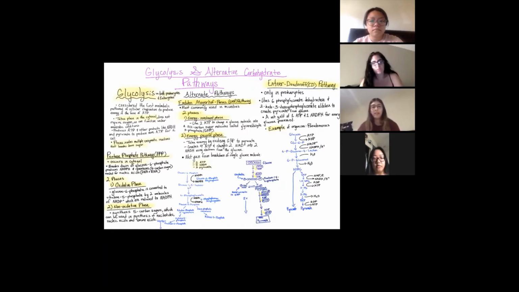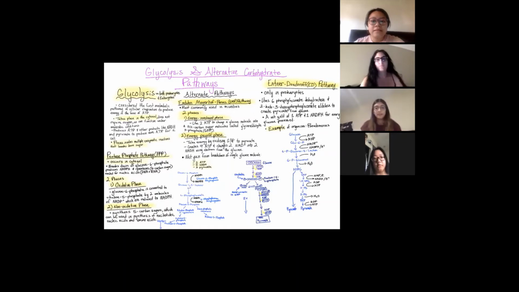And the second phase is the energy payoff phase. It takes energy by oxidizing G3P to pyruvate. It creates 4 ATP and changes 2 NAD into 2 NADH using electrons from the glucose. The net gain is 2 ATP, 2 NADH, and 2 pyruvate.